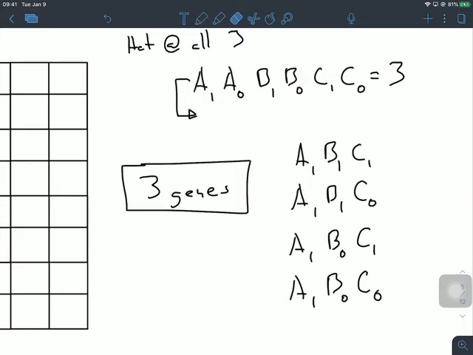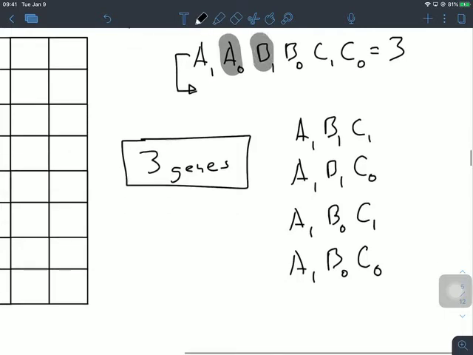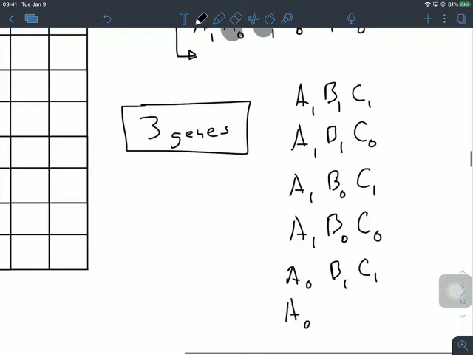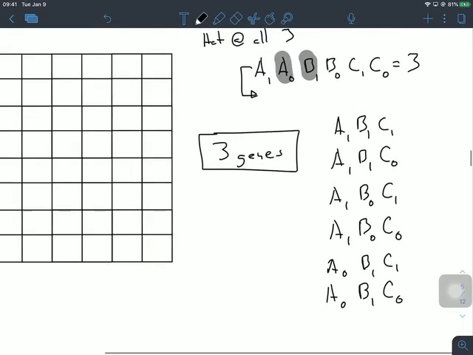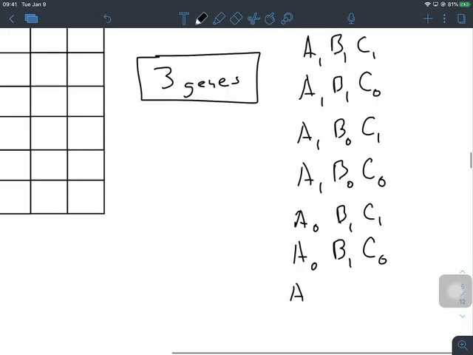Those 4 will be replicated when we look at our A0. So let's pair A0 with B1 and then each of the Cs. So A0, B1 with C1. A0, B1 with C0. Now that we're done there, let's pair A0 with B0 and each of the Cs. A0 with B0, A0 with B0 with each of our Cs.